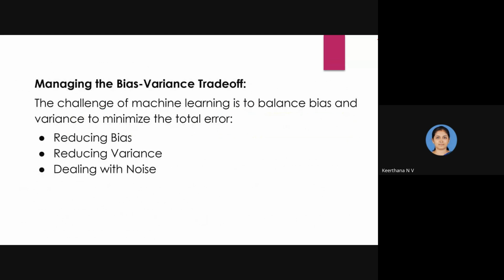How can you manage a bias-variance trade-off? There is often a trade-off between bias and variance. There can be situations like high bias, low variance. This is the first situation. The second situation can be low bias, high variance. And the third situation is the optimal point, which is purely dealing with the noise. How can you minimize these things?